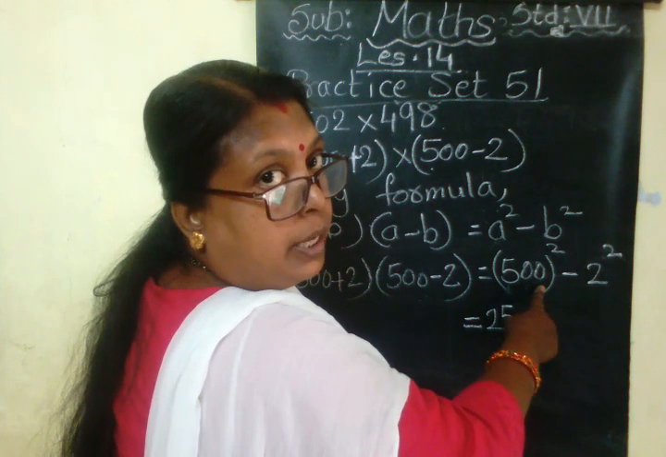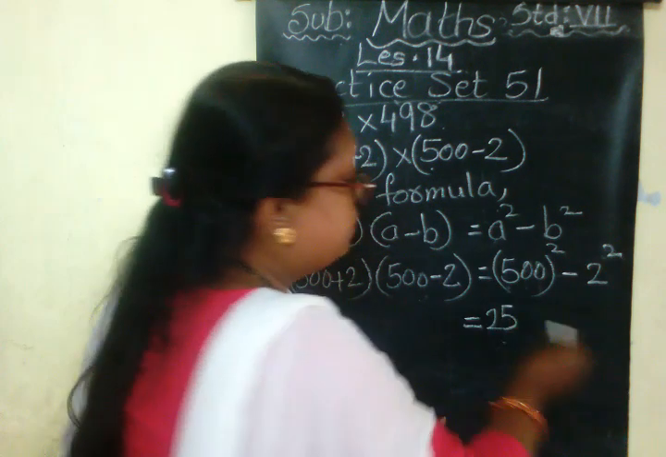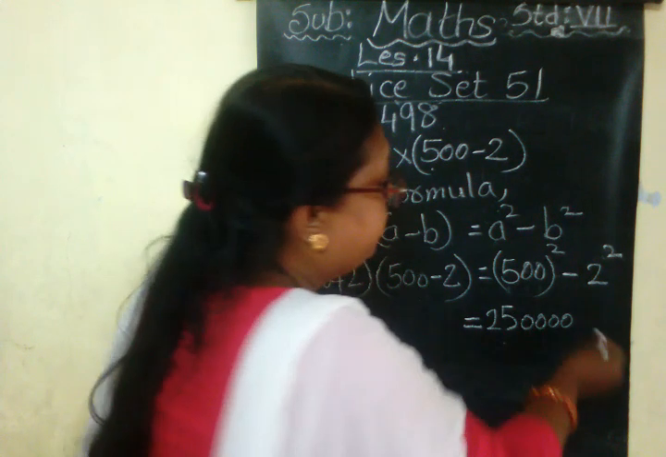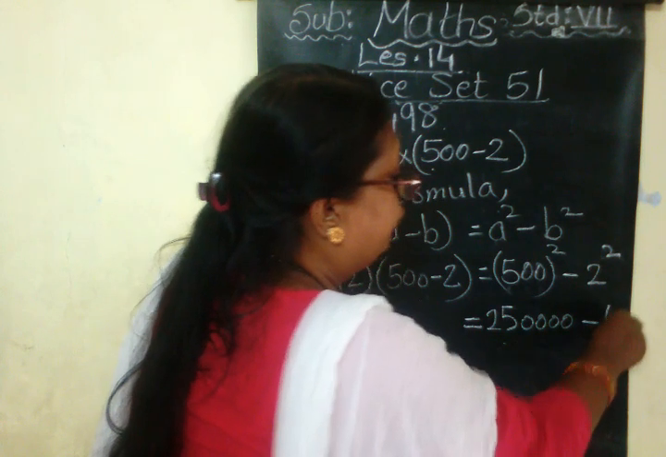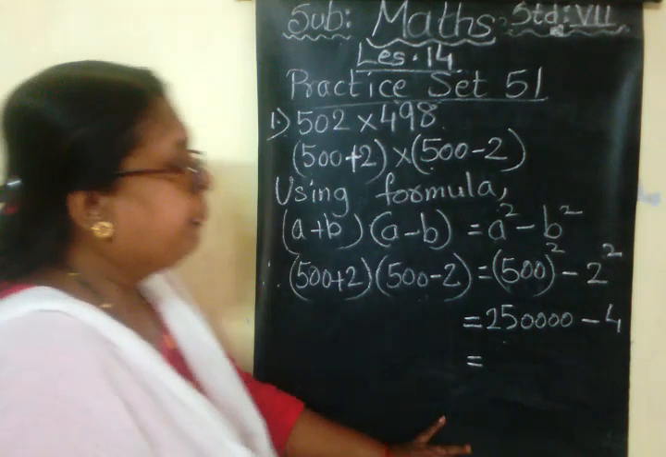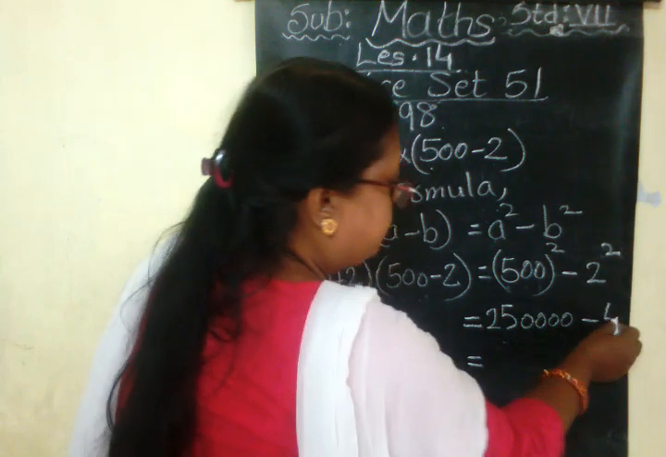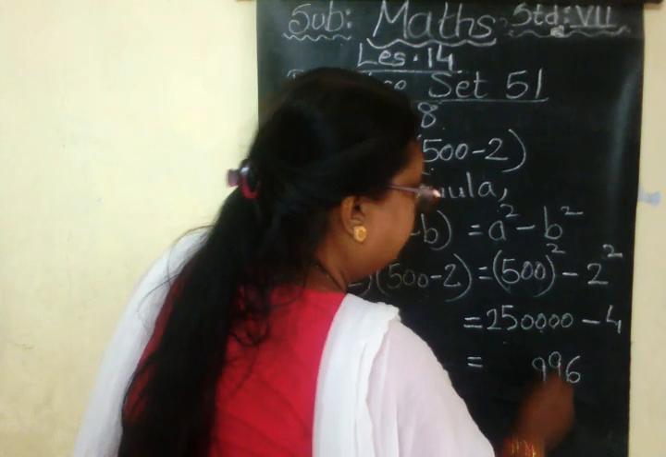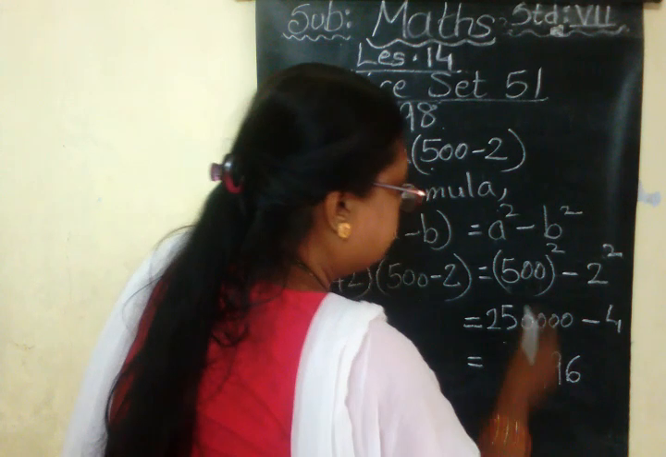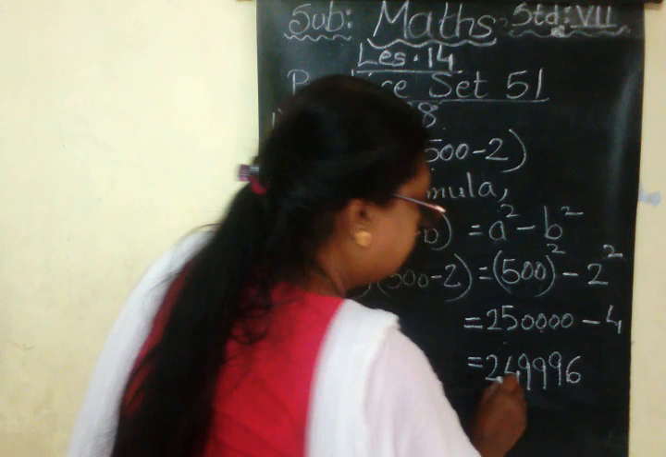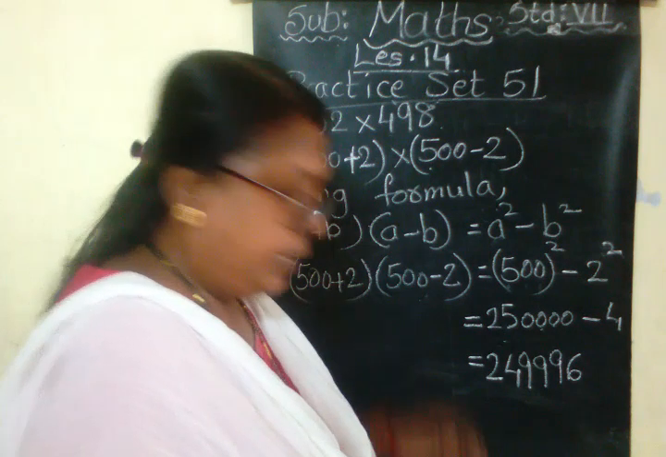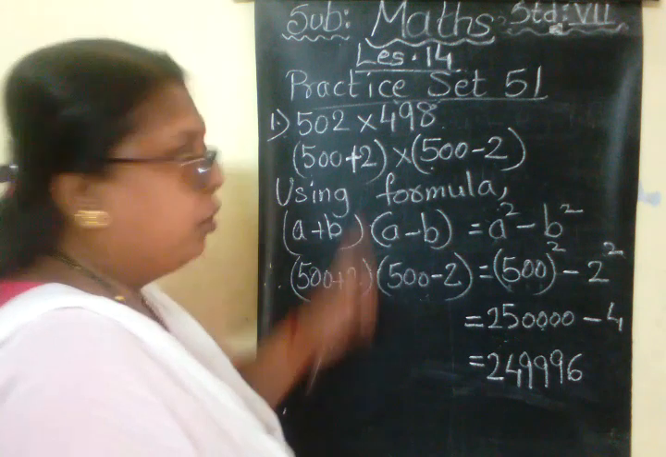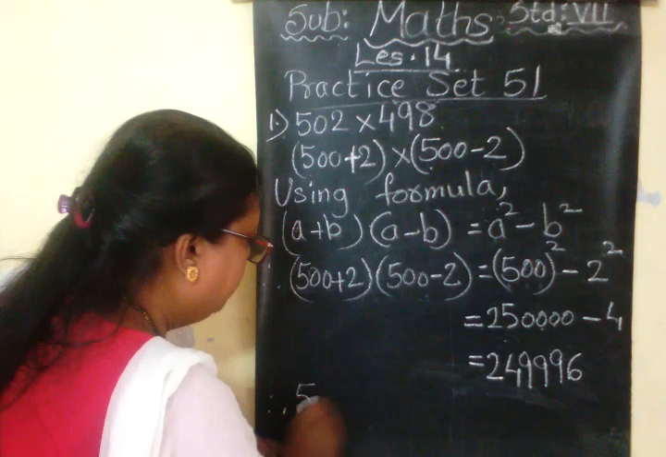And how many zeros are there? 2. Double it. Double of 2 zeros is 4 zeros. So 1, 2, 3 and 4 zeros. Okay. Minus 2 square is 4. So you have to do the subtraction. This will be 10. 10 minus 4 is 6. This becomes 9, this also becomes 9, this one also becomes 9. And this becomes 4. And the answer is 2,49,996. So see how quickly you got the answer instead of direct multiplication.